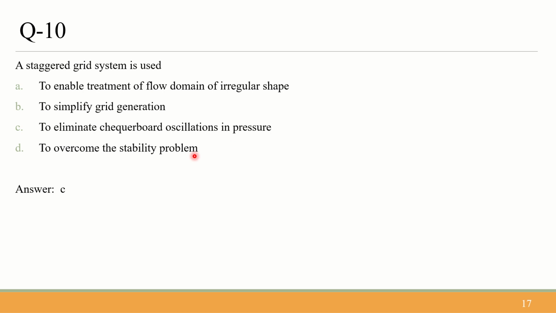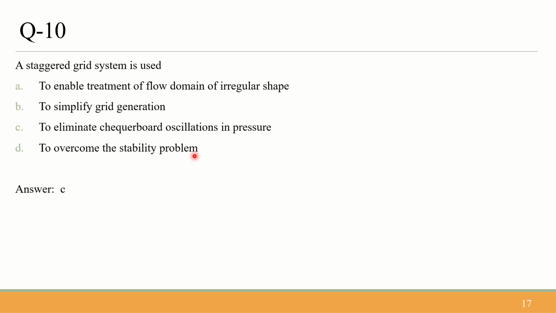So it is about a staggered grid system. Why is it used? Option A, to enable treatment of flow domain of irregular shape. That is false because it is not used for that purpose. Option B, to simplify grid generation, again is false because we are not using the staggered grid approach to simplify the grid generation. Option C, to eliminate checkerboard oscillation in pressure, is the right answer.